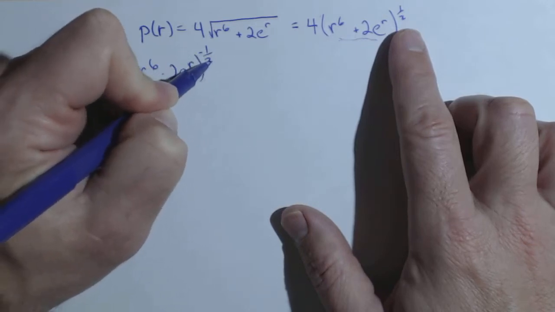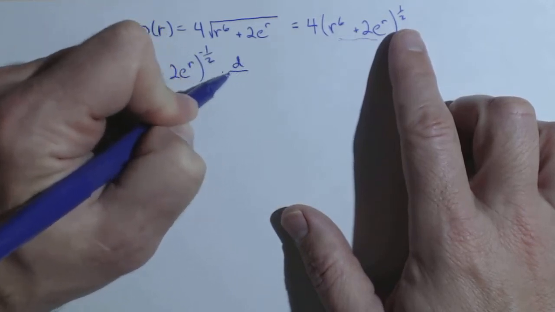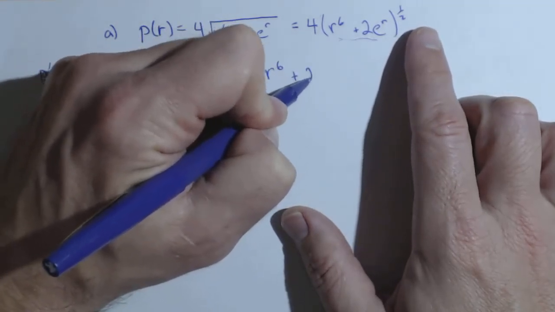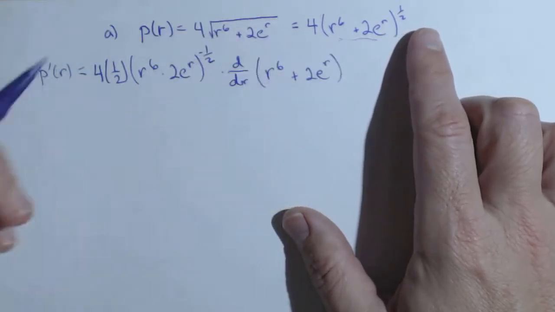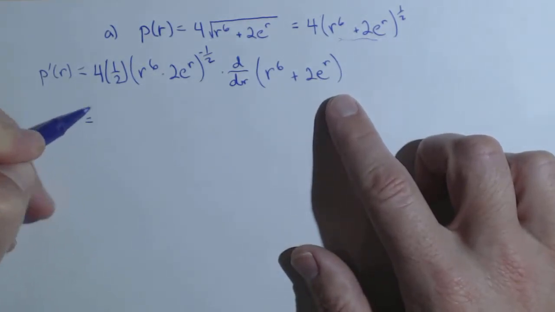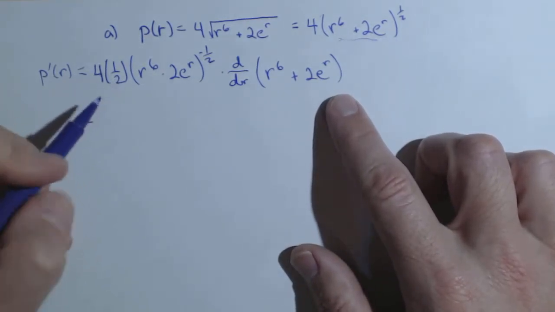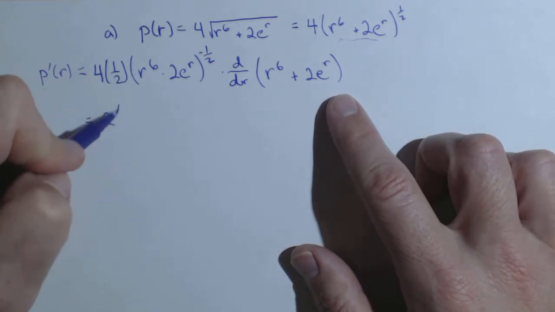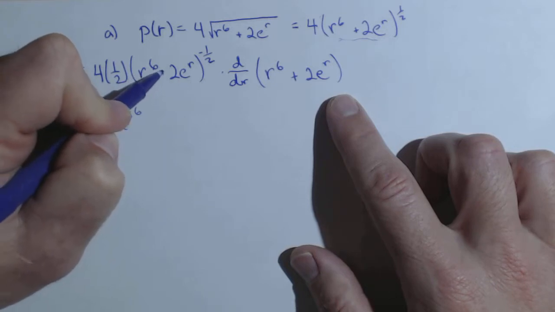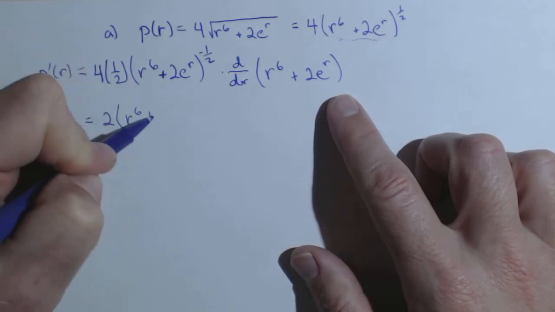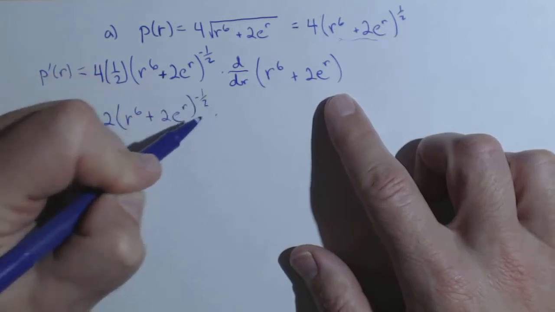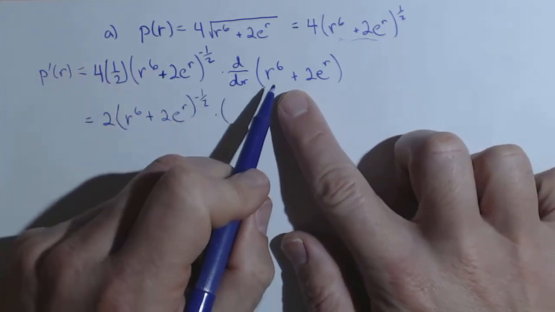Decrease the power on the exponent by 1. And now I'm still going to have to take the derivative of the inside, r to the 6th plus 2e to the r. That's going to be able to be done piece by piece. So let's see what we can do. Well, this will simplify. 4 times 1/2 is 2. R to the 6th plus, excuse me, that should have been a plus the whole time, plus 2e to the r, to the negative 1/2, times. This derivative we're going to do piece by piece.